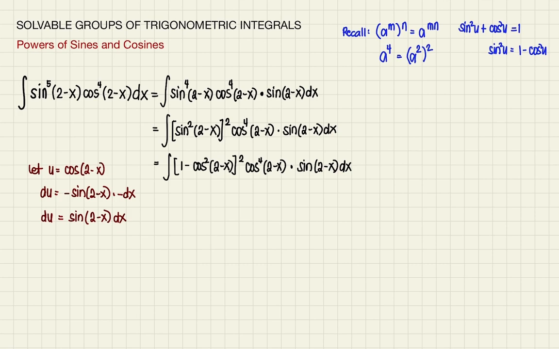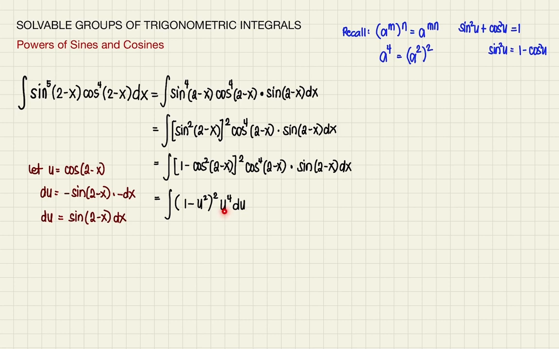So changing everything now in terms of u, since our variable here is x. That would be 1 minus cosine of 2 minus x, which is u, and this is raised to the power of 2. So that's 1 minus u squared, raised to the power of 2, u to the power of 4 du.